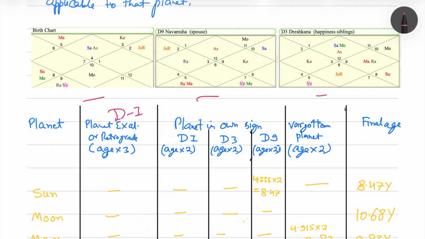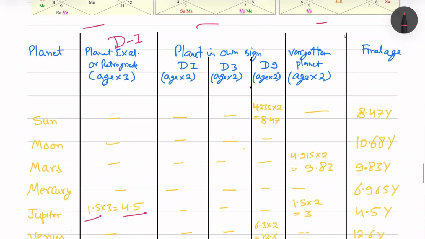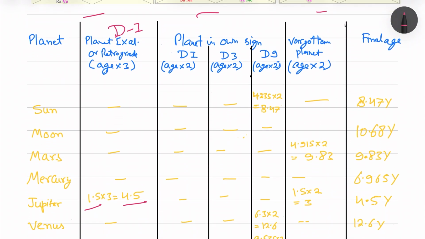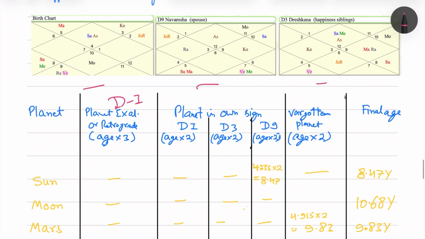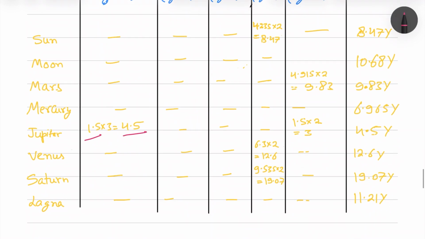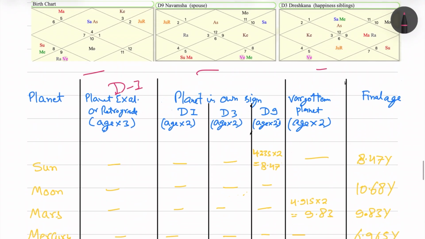So Sun in D1 is in Scorpio, so neither exalted nor retrograde. Similarly, Moon is in Capricorn, neither exalted nor retrograde. Mars, Leo, neither exalted nor retrograde. Mercury, Scorpio, neither exalted nor retrograde. Jupiter is in Taurus and is retrograde, so we multiply 1.5 into 3, 4.5. Venus, Saturn are also neither exalted nor retrograde.